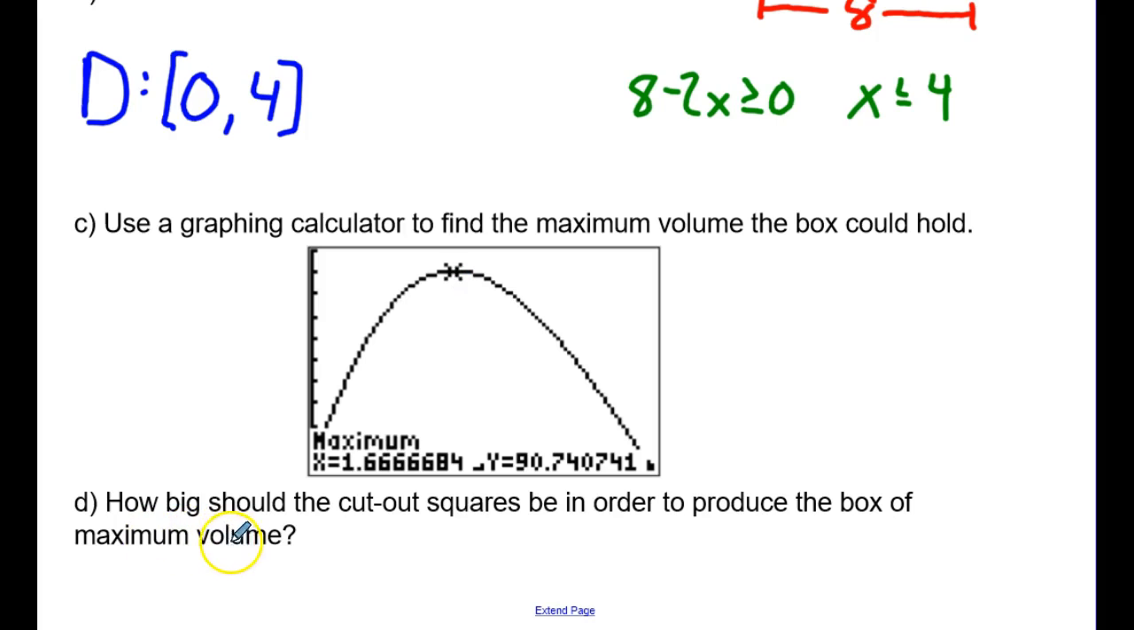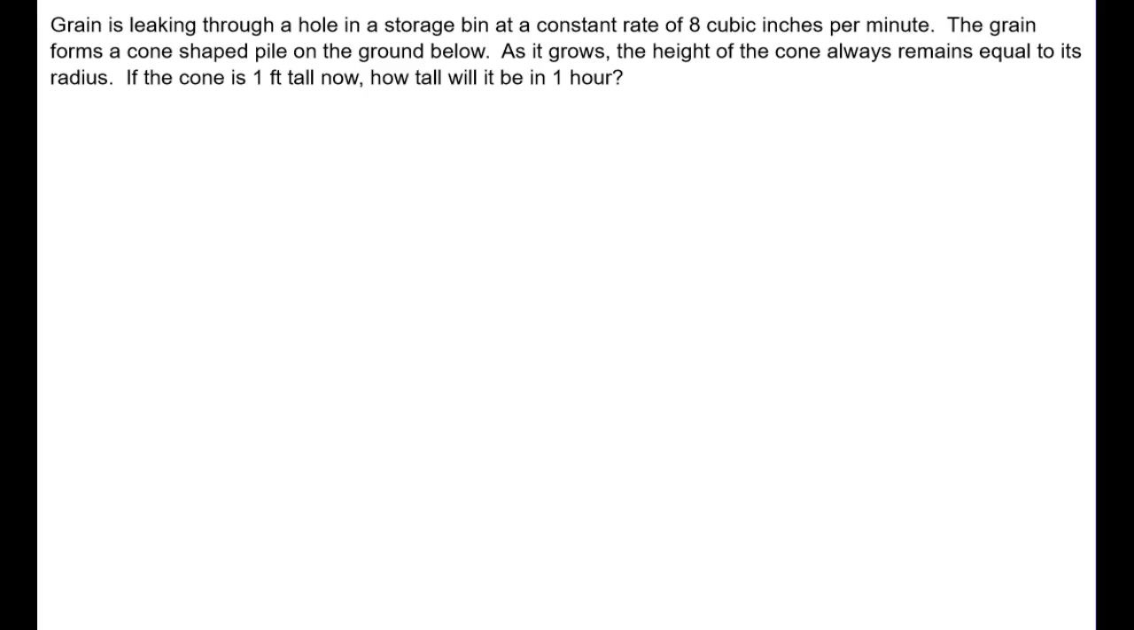So for part D, how big should the cutout squares be in order to produce the box of maximum volume? We can see that the square that we're cutting out of each corner should have dimensions of 1.67, or that is the same as 5/3 inches. Okay, so the maximum volume we can see occurs when x is equal to 5/3. So if we're trying to create the box that has maximum volume, that is the dimension each square needs to be that we cut out of each corner.